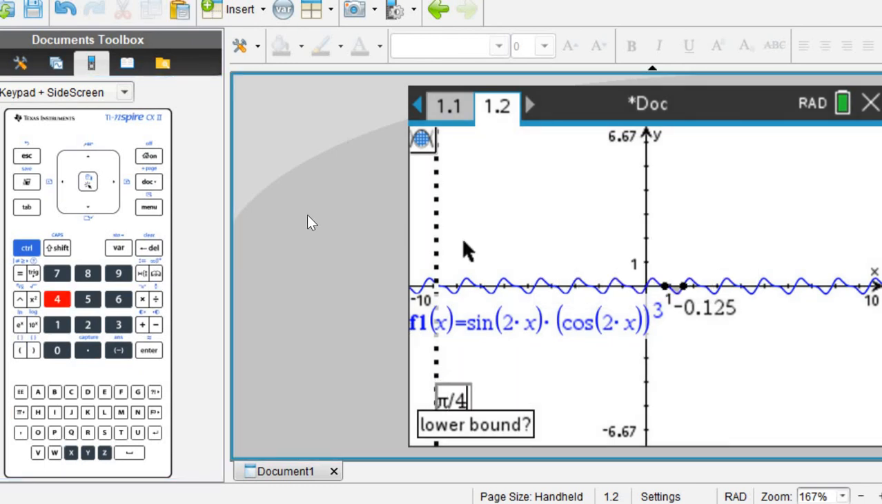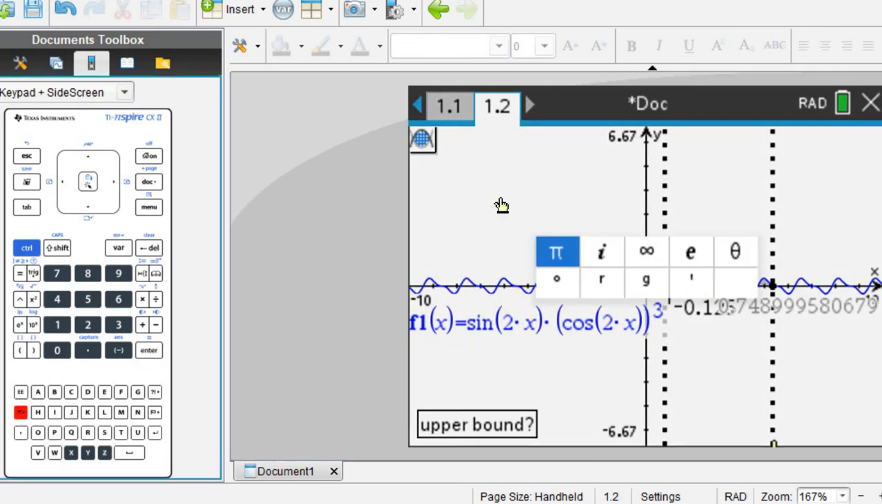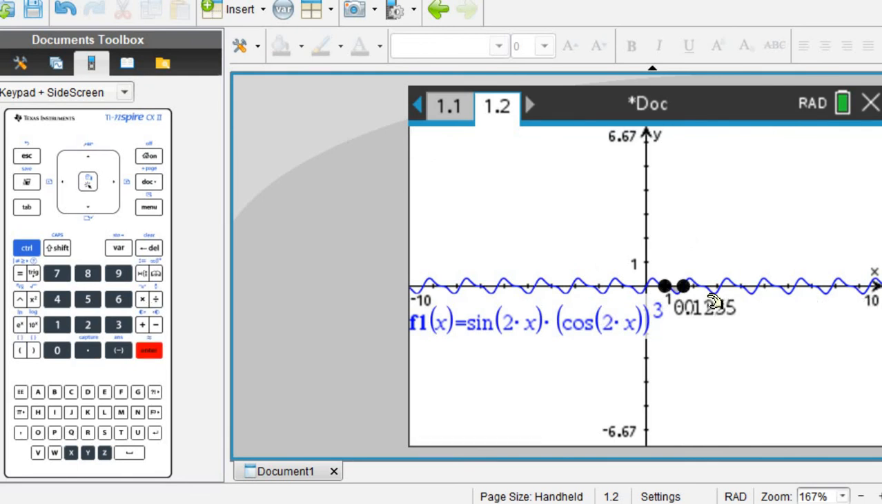pi over 4, hit enter. It asks for an upper bound. We type in pi over 2, hit enter. And there we have it, our positive area, 0.125.